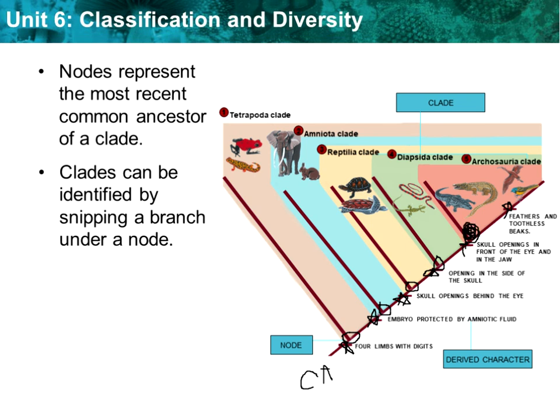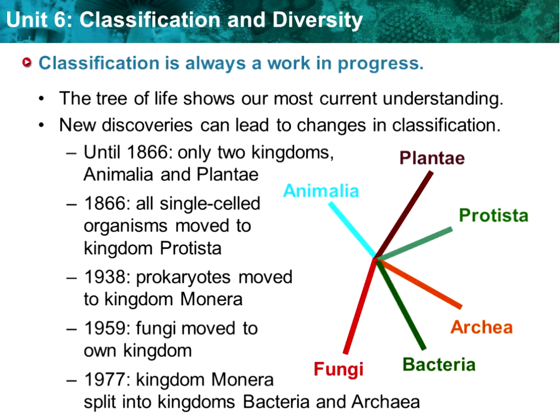So as long as you know what a clade is, that's a group of similar organisms, as long as you know where the common ancestors are, at the very bottom or at the nodes, and as long as you know what derived characters are, which are the facts that separate the clades out, that's all you need to know for cladograms.